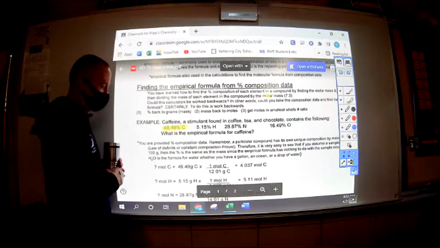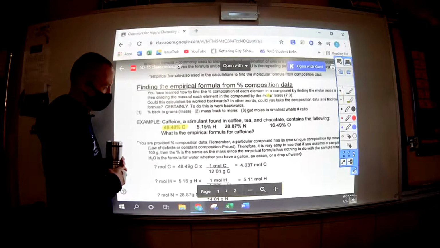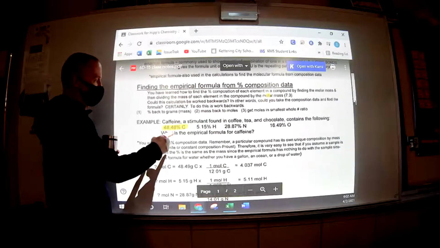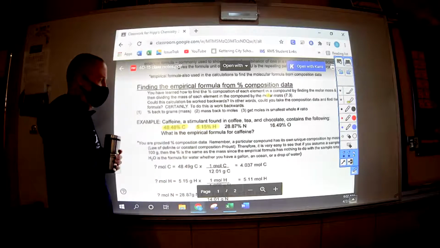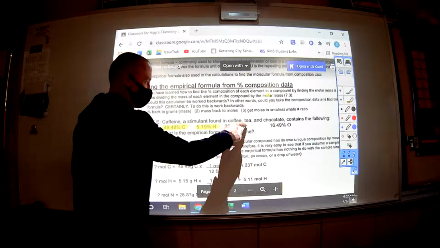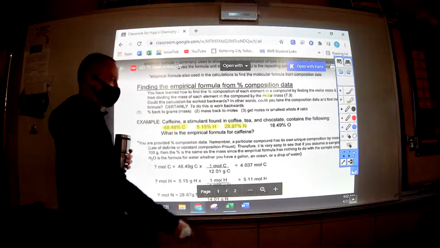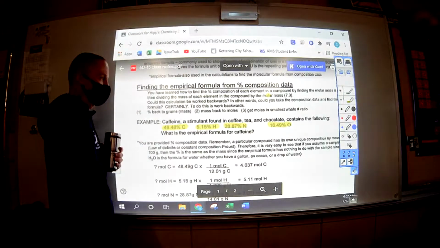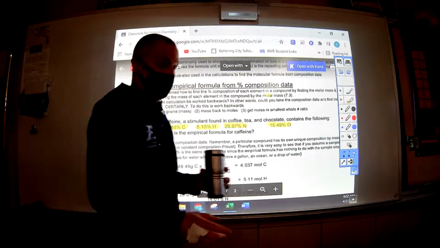48.49% carbon, 5.15% hydrogen, 28.87% nitrogen, and 16.49% oxygen. Where do they get those percents?